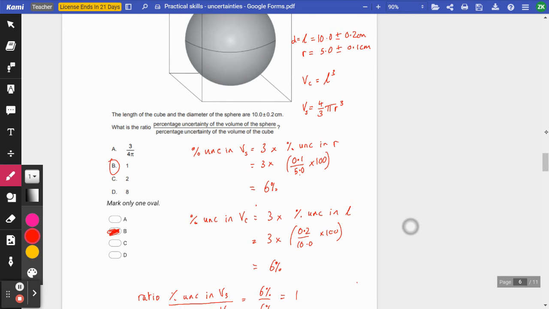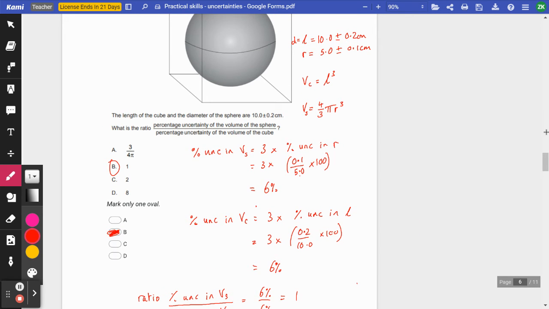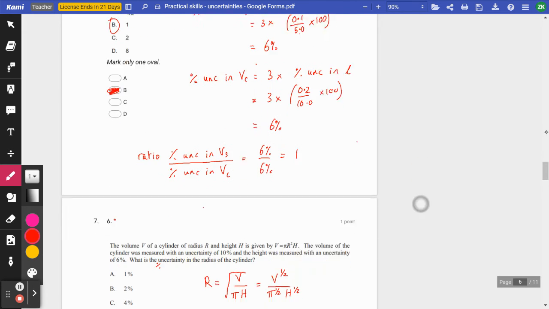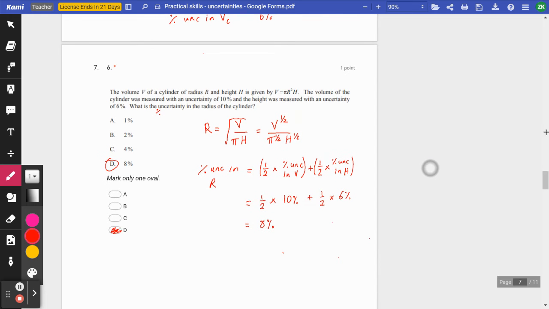Key to note is that the uncertainty is half. Okay, when we divide by a constant. So to go from diameter to radius, we divided by 2. So we divided the diameter by 2, but we also have to divide the uncertainty by 2 as well. 6.